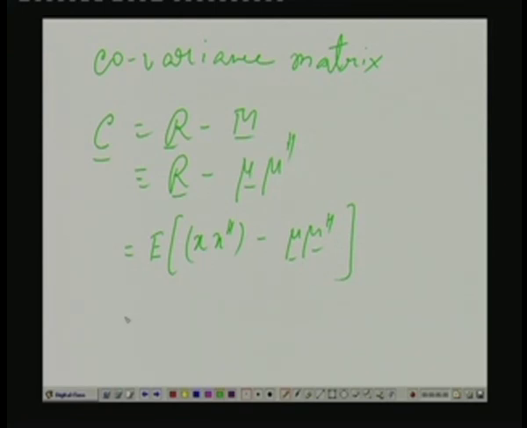So, now what happens? You have one matrix here, another matrix here. This matrix minus this matrix, X minus mu H. Okay. You can consider the total matrix. And what is the total matrix? It is a matrix whose, say, ith row and jth column, what will be the element? It will be E of xi xj star minus mu i mu j star. Okay.